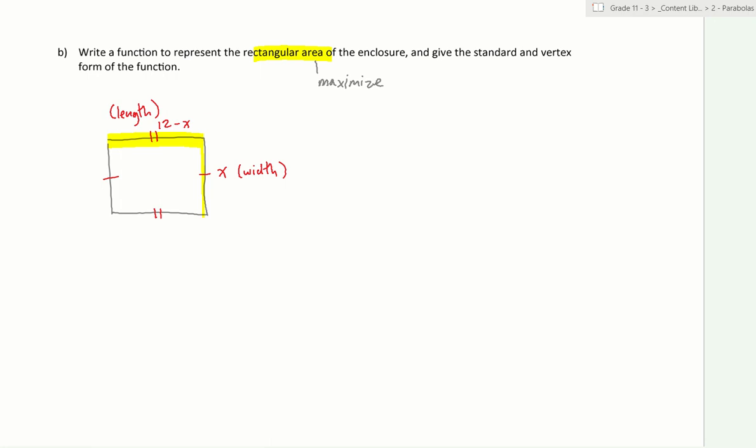All right, so when you're maximizing, when you recognize that what you want to maximize is the area, when you decide what that is, that's going to be your y. So let's set this up.